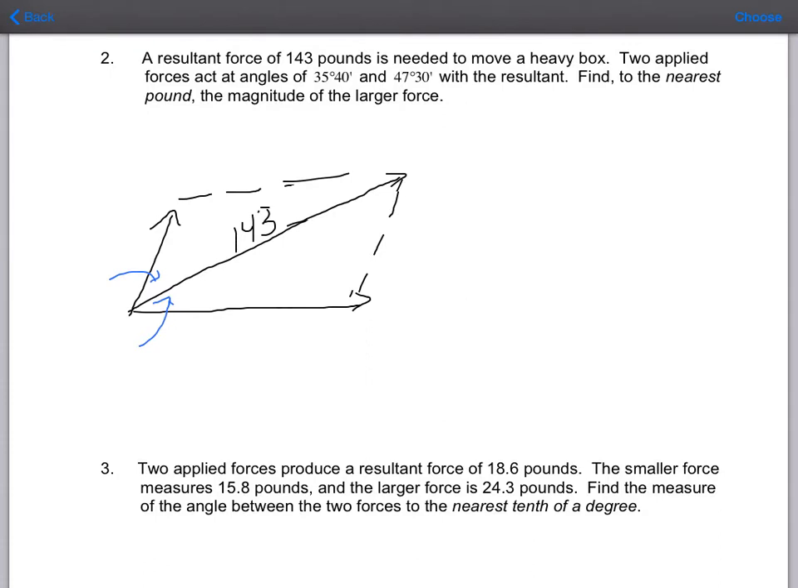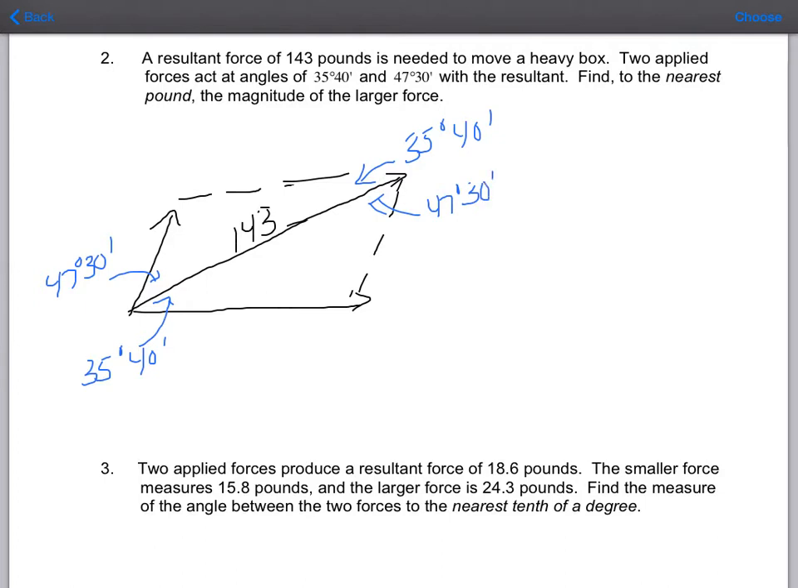All right, well, the one that I would put on the top end would be directly across from the larger side of the force, so that definitely has to be the 47-degree 30-minute angle. So then this one has to be 35 degrees, 40 minutes. All right, knowing that, then this angle here is 35 degrees, 40 minutes, and this angle here is 47 degrees, 30 minutes, because alternate interior angles are congruent.